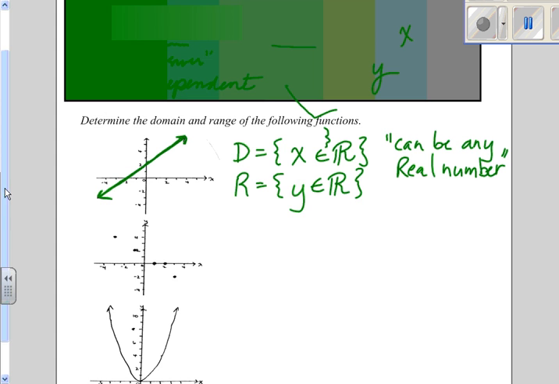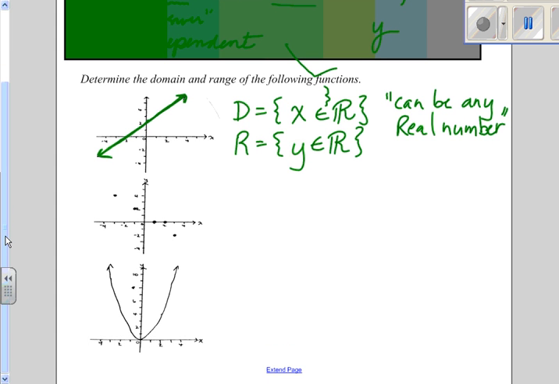The next function doesn't have a lot of X values and Y values. Notice that it is a function because I can draw any vertical line and it will only ever hit that in one place or less, not more. So it is a valid function.